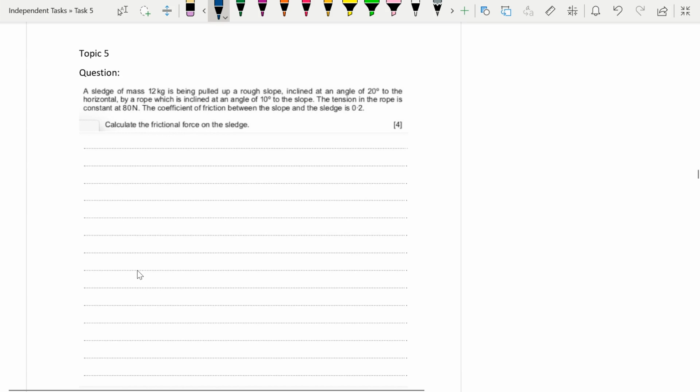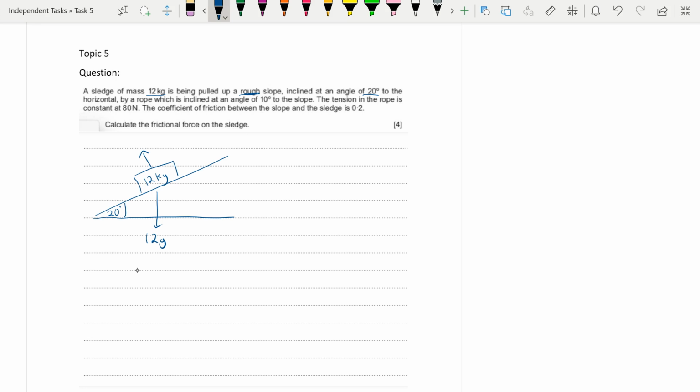We've got a sledge. There's quite a few things going on with this one. It's a bit different to normal. I've got a sledge of mass 12 kilograms being pulled up a rough, straight away I'm thinking about friction, slope inclined at 20 degrees. So let me draw that first. Let me draw my very generic block, which is 12 kg, on my slope at 20 degrees. So I've got 12g going there.